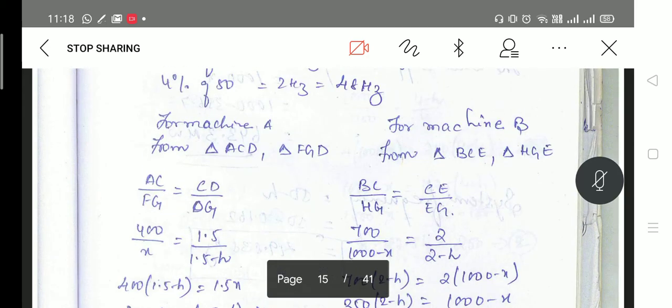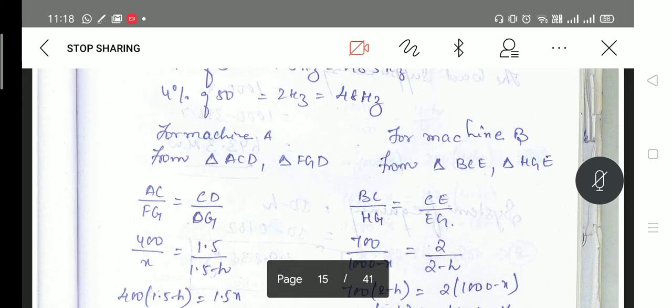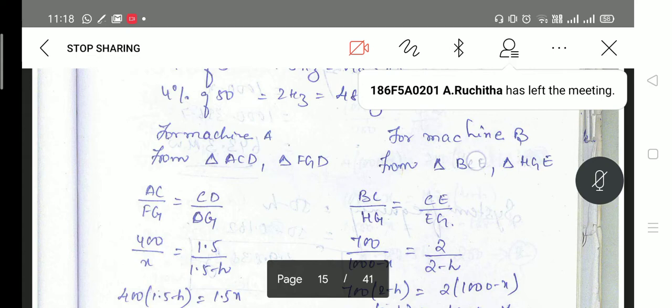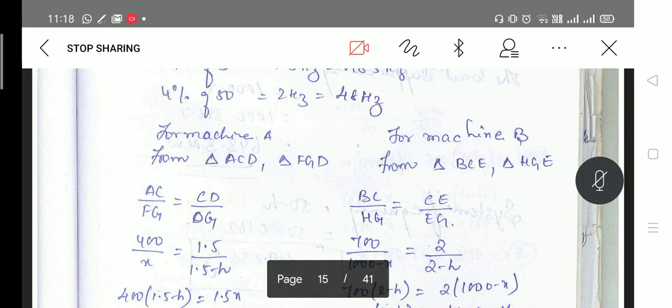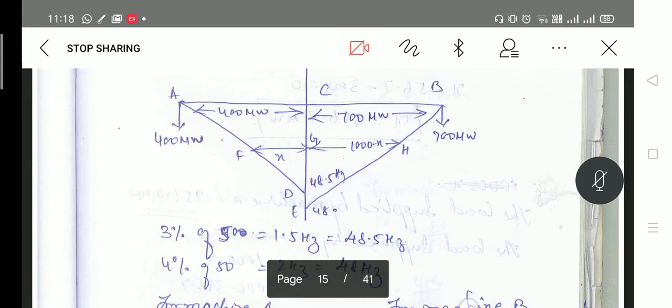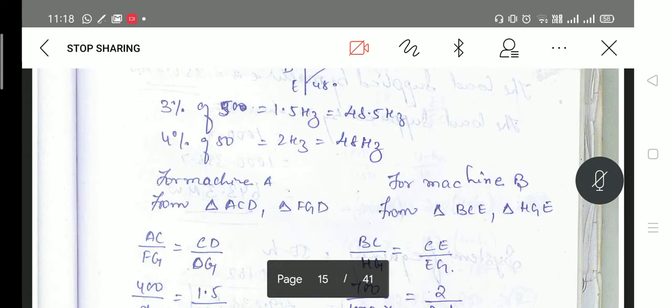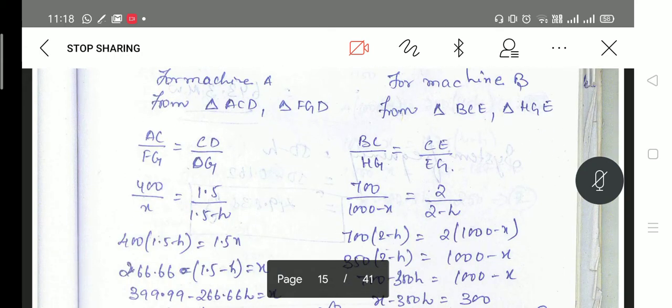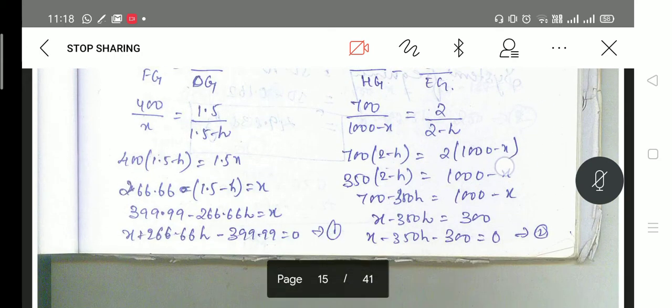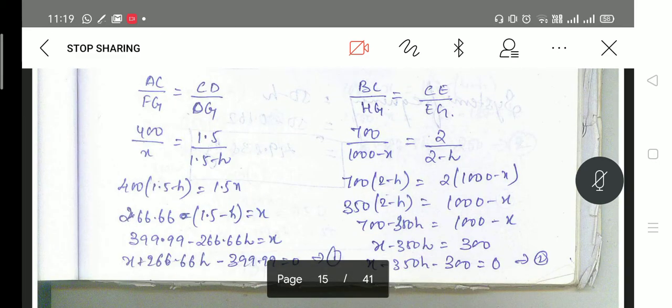Same way you can take the BCE and HGE triangles. So from that, BC by HG is equal to CE by EG. BC is 700 and HG is 1000 minus X. So substituting here, CE is 2 and EG is 2 minus H. Substitute and cross multiply both values. Then 700 into (2 minus H) is equal to 2 into (1000 minus X).